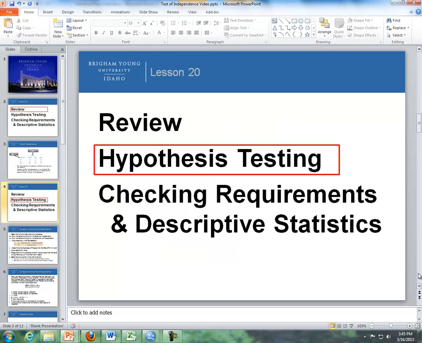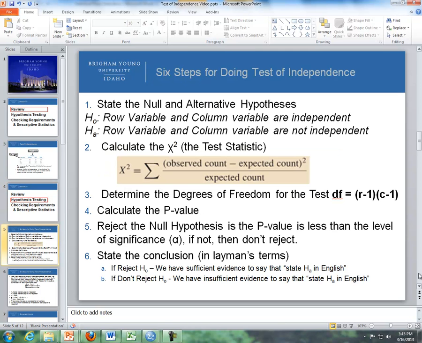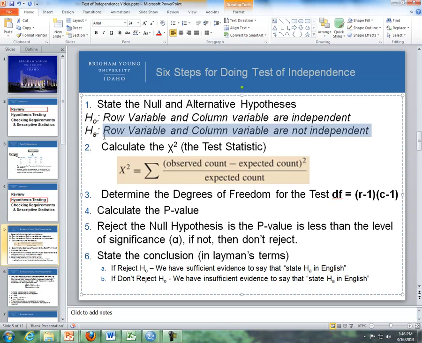Okay, so now the next thing to deal with is a hypothesis test. Now with the test of independence, there are 6 steps to doing the hypothesis test. Step 1 is state the null and alternative hypotheses. And so the null is that the row variable and the column variable are independent. And the alternative is that those two variables are not independent. Okay, that's step number 1.